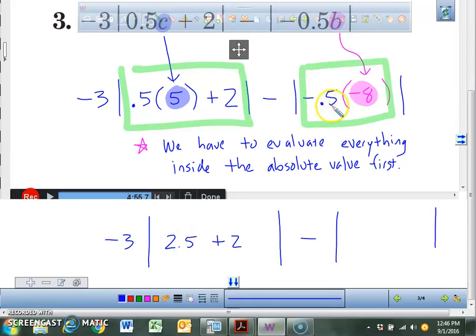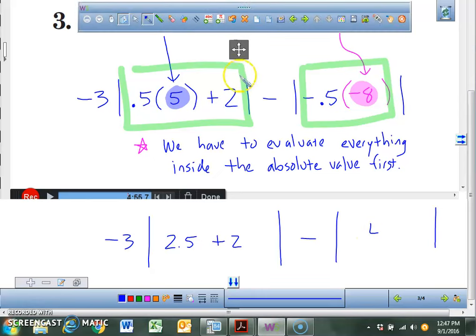Over here we have a negative half times a negative 8. Those negatives are going to do what? Negative times a negative is a? Very good. So that's going to cancel out. So what's half of 8? Heck yeah. And I'll make it in different colors.